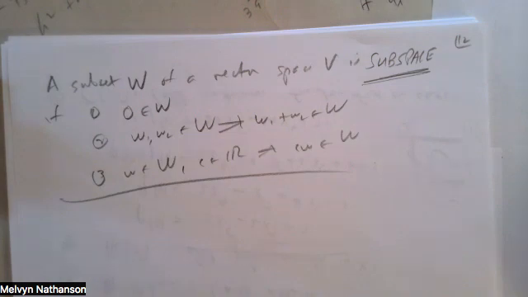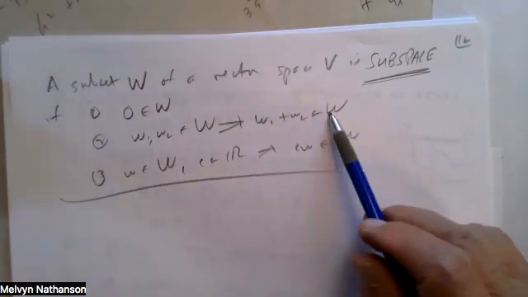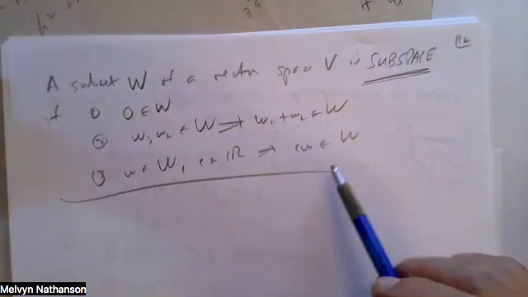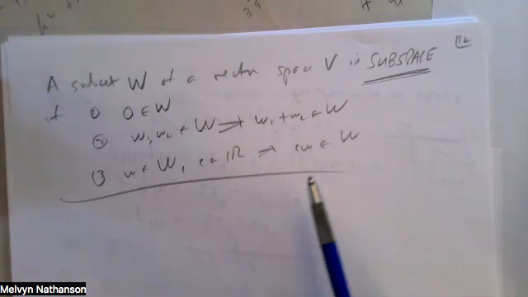So a subset of a vector space is a subspace if it contains 0 and is closed under vector addition and closed under scalar multiplication.